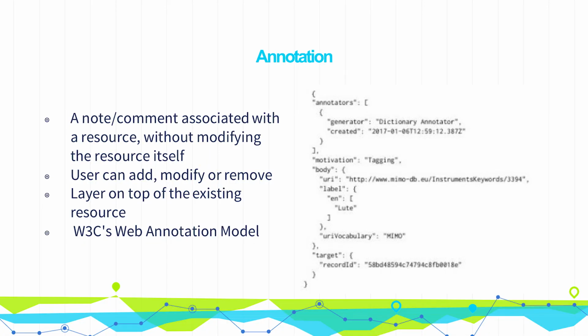So what is an annotation? An annotation is a note or a comment associated with a resource without modifying the resource itself. The user can add, modify, or remove annotations. We can think of annotations like a layer on top of the existing resource.